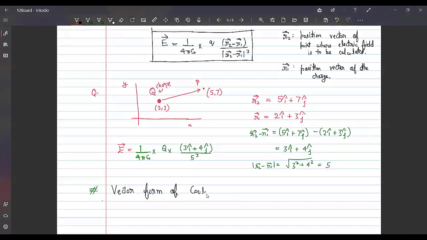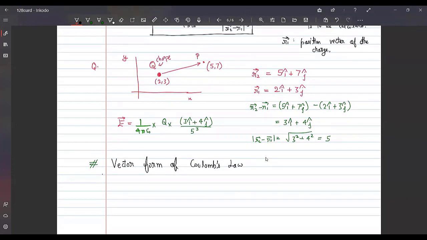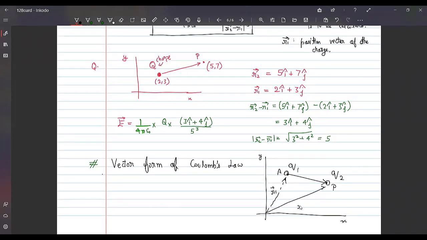Now, writing the vector form of Coulomb's law will take very little time. You have the x and y axis. You have two charges q1 and q2. Let us say the first charge is at point A, the second charge is at point B. And you want to write the force on the second charge due to the first charge. You know that it will be along this vector. These are the position vectors, r1 vector and r2 vector. This is your r vector. R vector, to put it simply, is r2 minus r1.